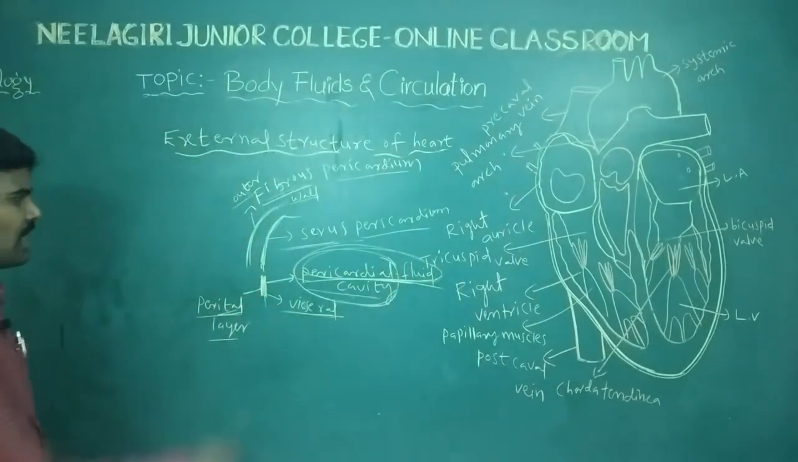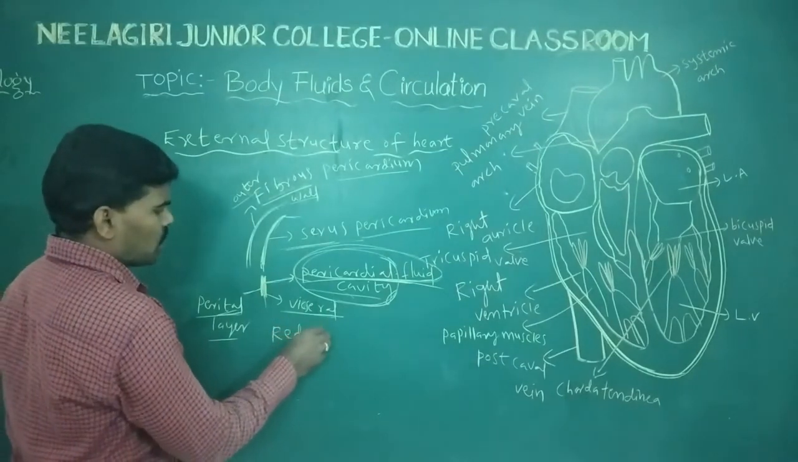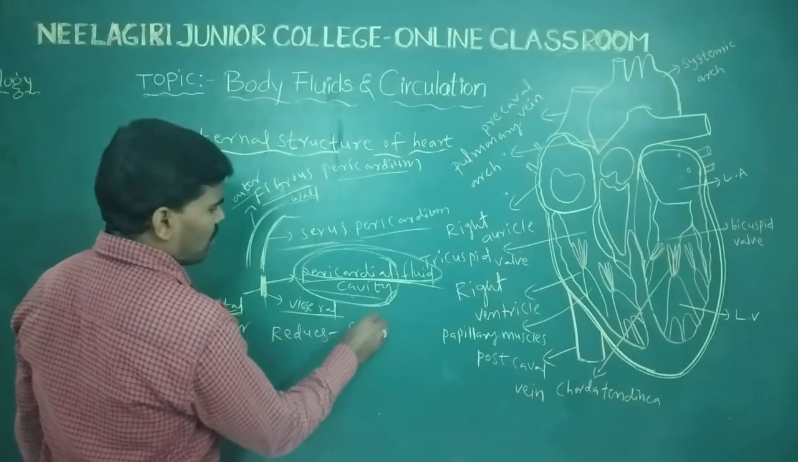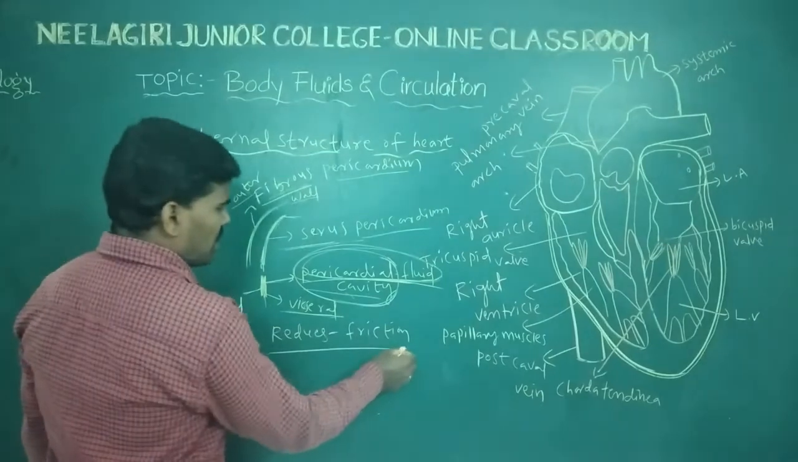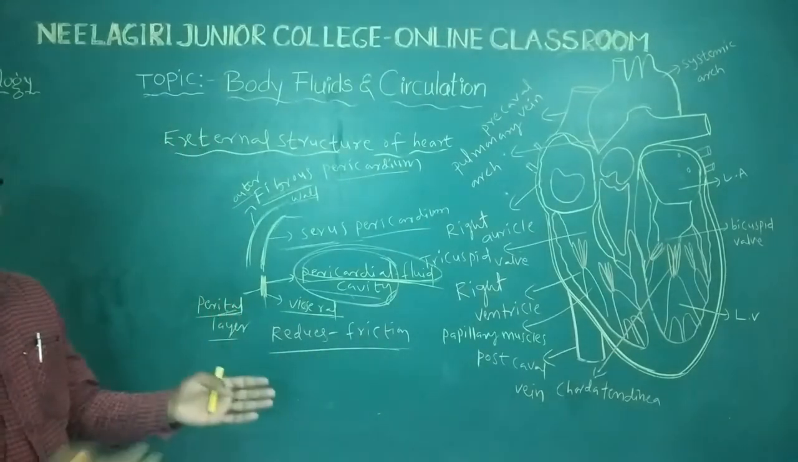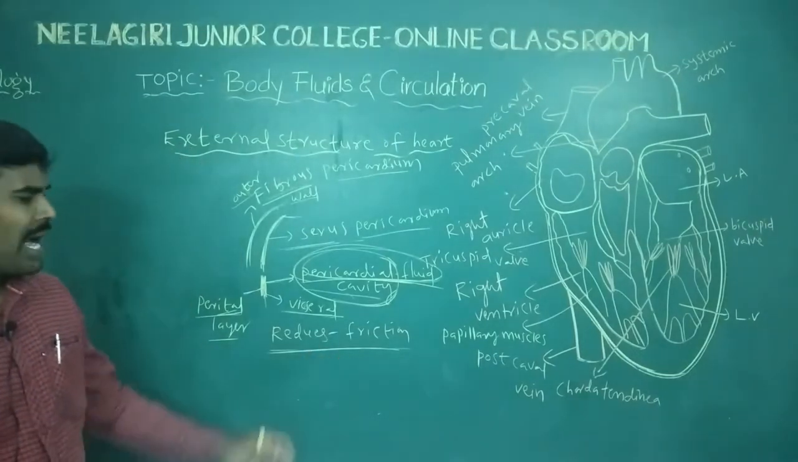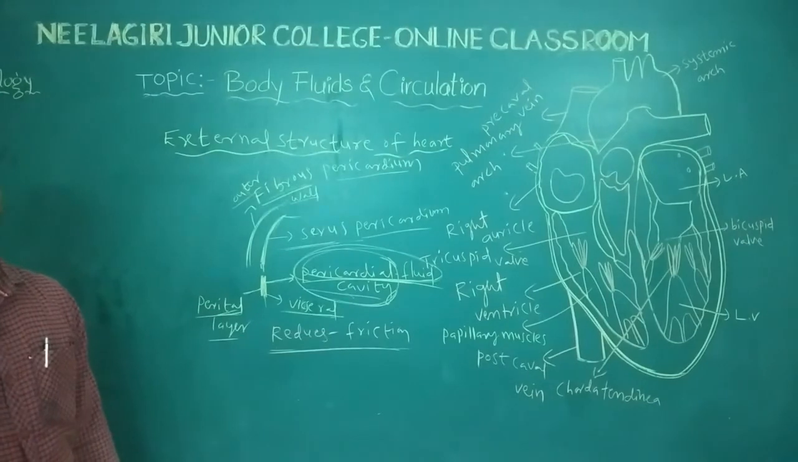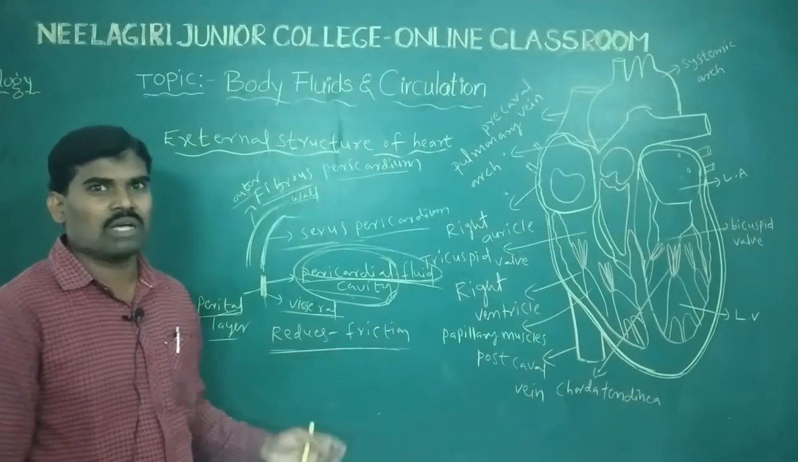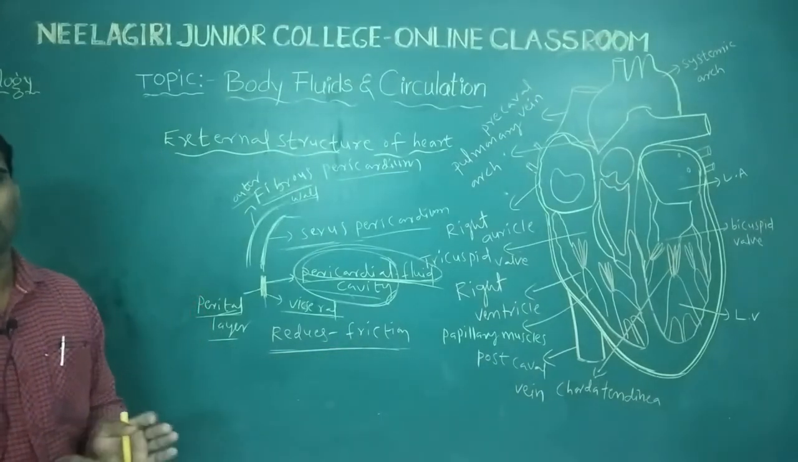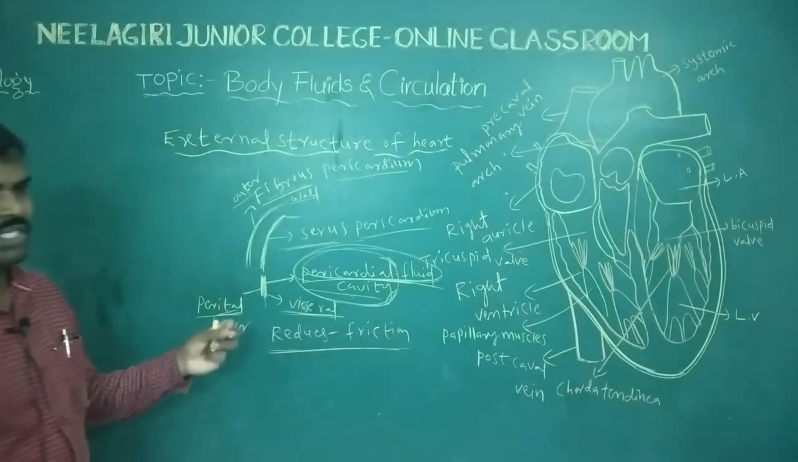With the help of the pericardial fluid, friction is reduced. It allows the smooth movement of the heart. It gives protection from mechanical injuries, reduces friction, and allows smooth contraction and relaxation of the heart. Now, where is the heart situated?